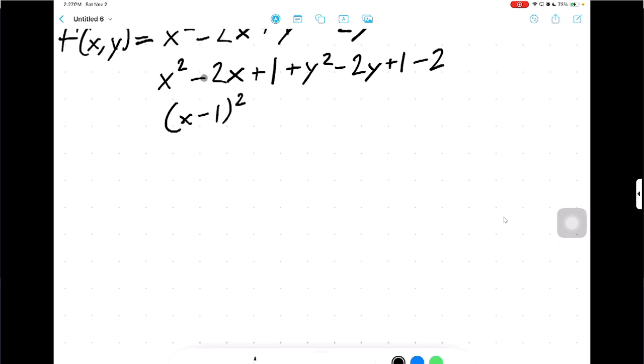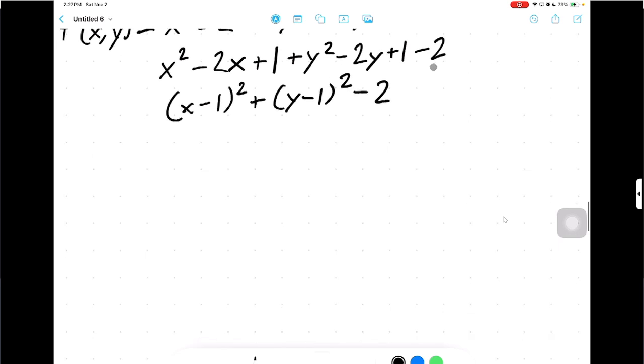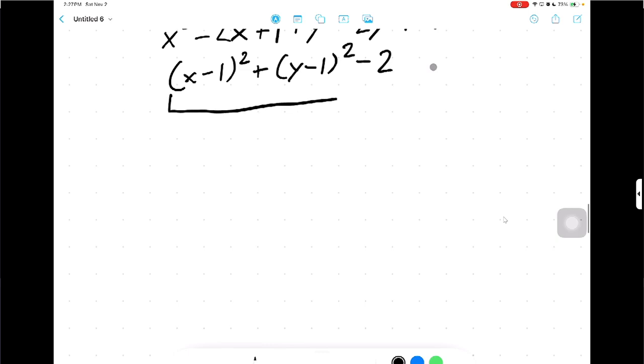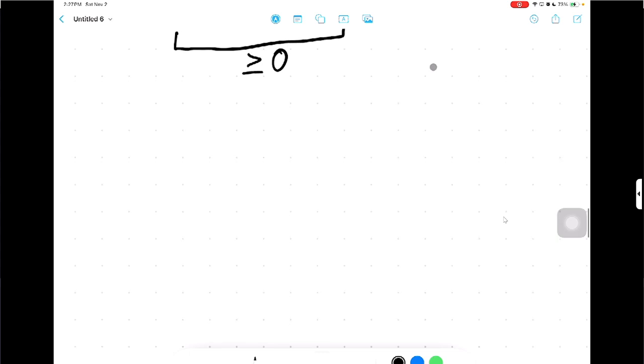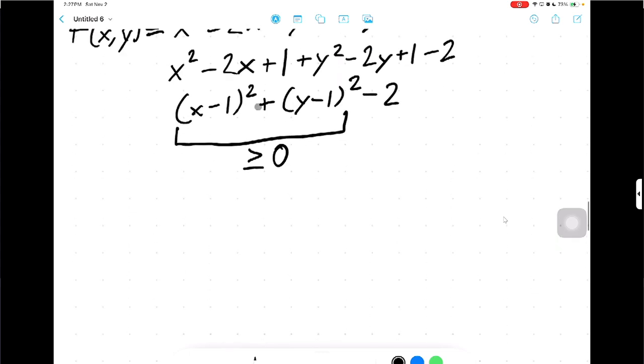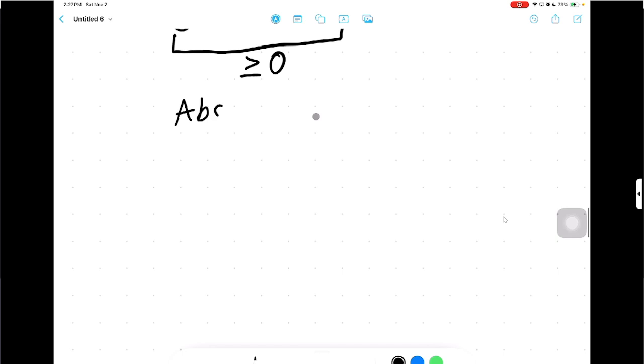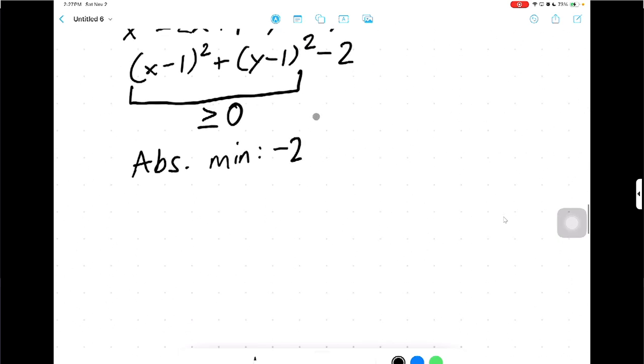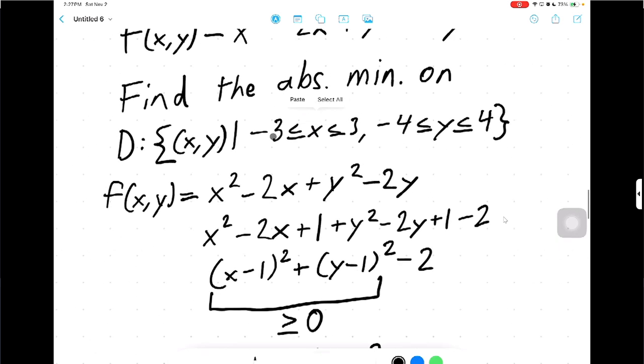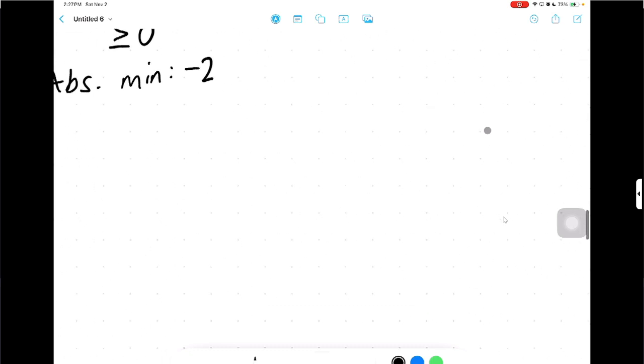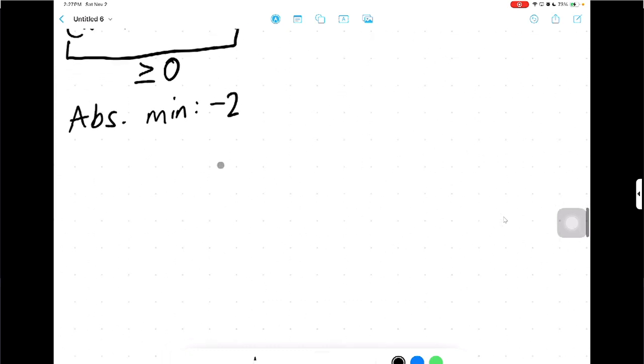And then this is now gonna be x minus 1 squared, and then y minus 1 squared, and then we still have this -2 over here. This portion is always bigger than or equal to 0, because we only have square terms at this point. So our absolute minimum is going to be -2, because 1, 1 is inside our region. If you notice here, this goes from -3 to 3, -4 to 4, 1, 1 is in our region. So this is the absolute minimum, guaranteed. And it happens precisely at 1, 1.